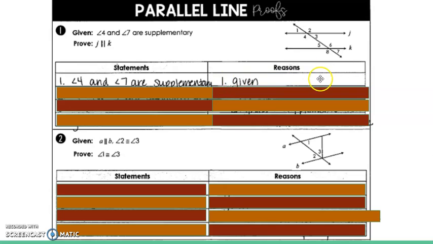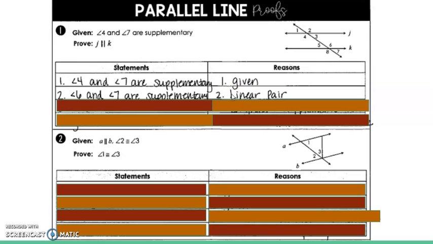If I look at angle 7, I can also see that angle 7 is supplementary with angle 6. If I write that statement, my reason is going to be that they are a linear pair. So if I have supplementary angles, they are a linear pair. Don't forget we have that vocabulary word.